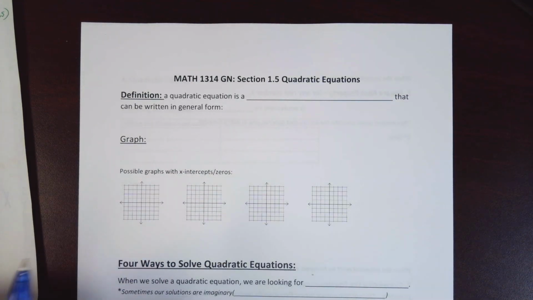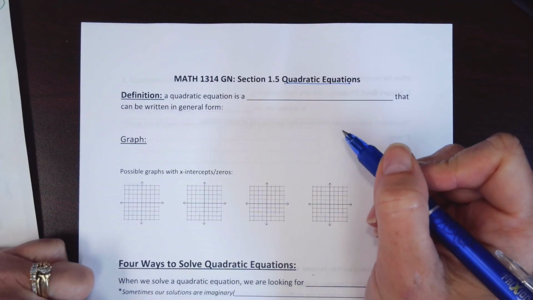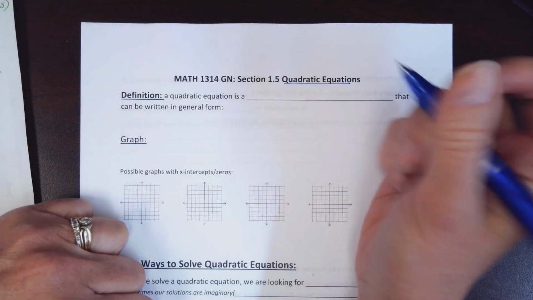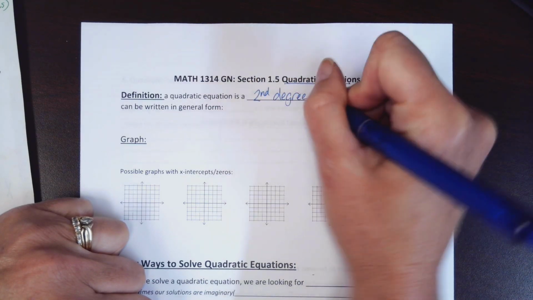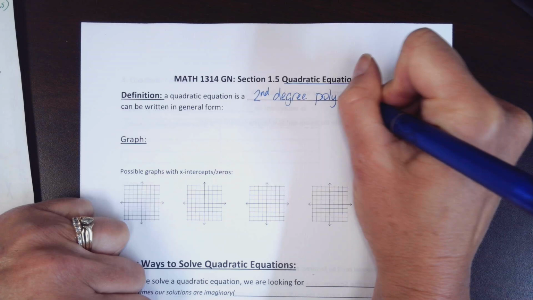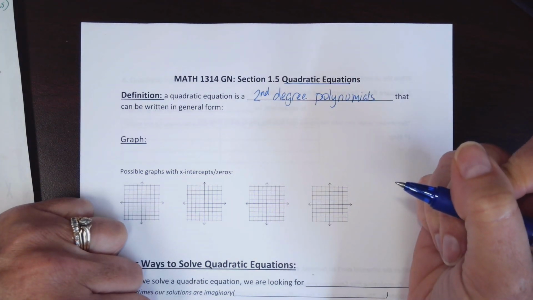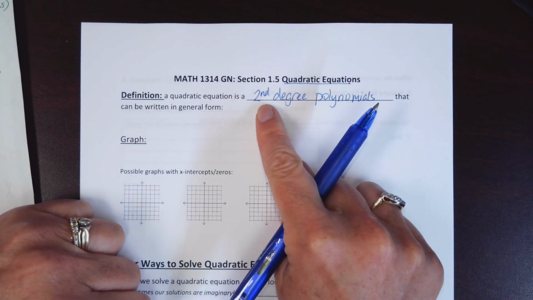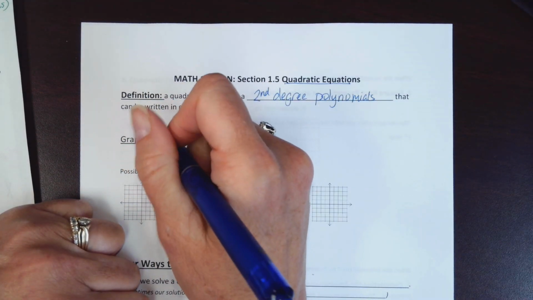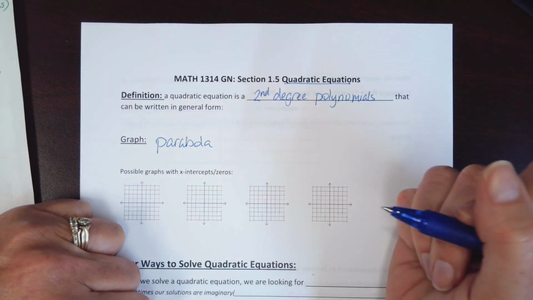All right, we're starting out focusing on quadratic equations, and we're going to start with our definition. A quadratic equation is a second-degree polynomial, and that word polynomial just means many terms. So we have one or more terms, and second degree. Second degree means the highest exponent is a 2. The graph of a quadratic equation is always going to be a parabola or a U shape.